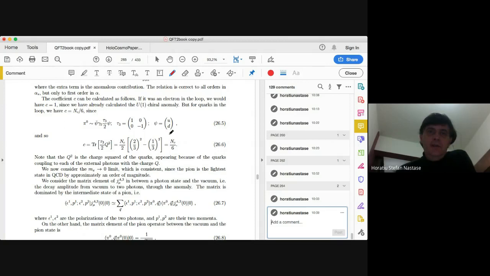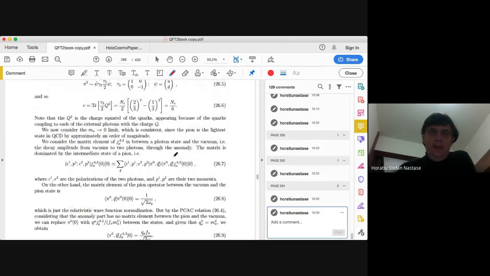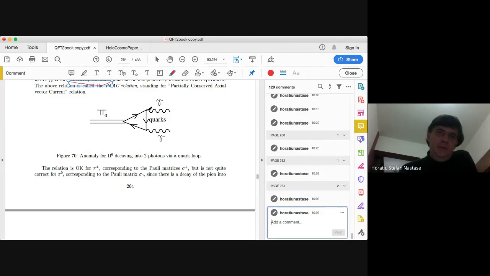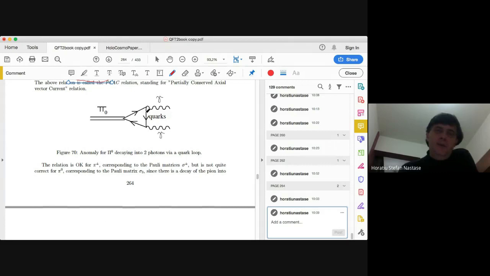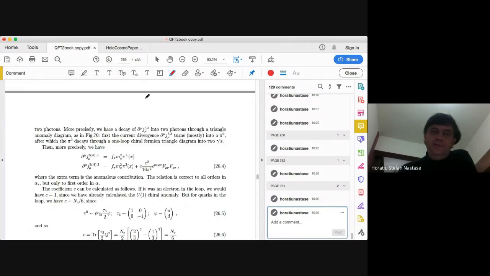So then we have here a trace over the number of colors, which gives N_C. So I have N_C over these two, and then 1 × (2/3)² minus 1 × (−1/3)², which gives N_C over 6. So the charge Q appears here because of photons. The vertex of the quarks with the photon corresponds to the charge. Before we had e because that was the charge of the electron, but now we have Q times e, which is the charge of the quark.